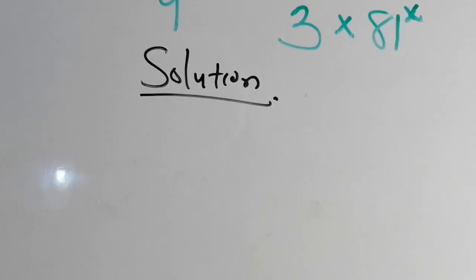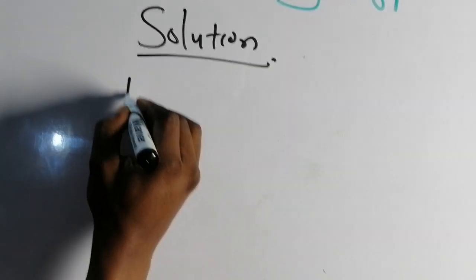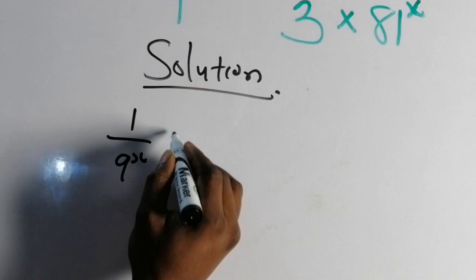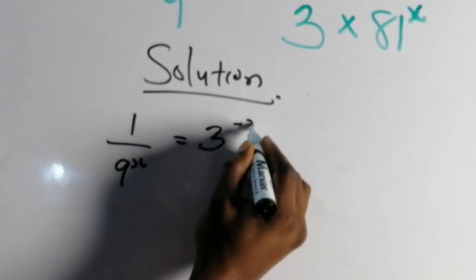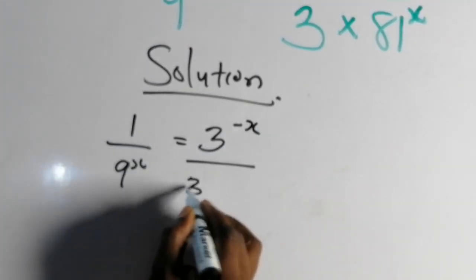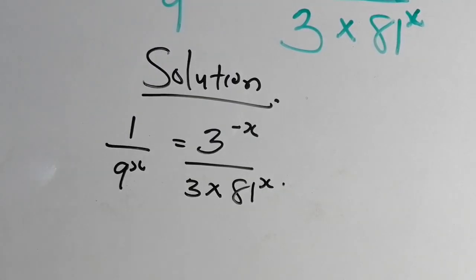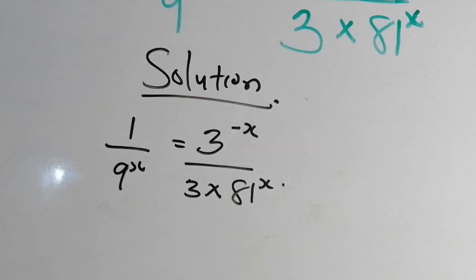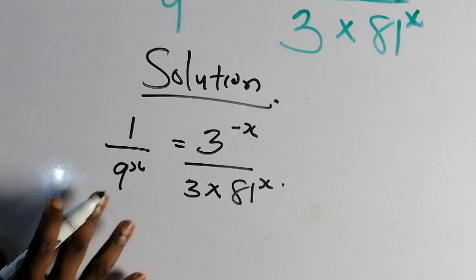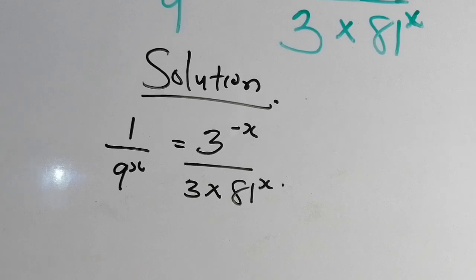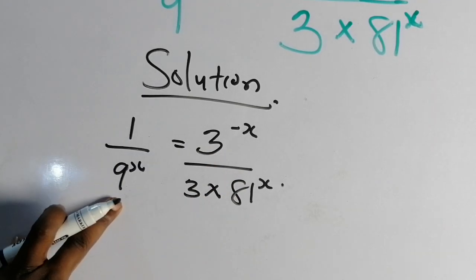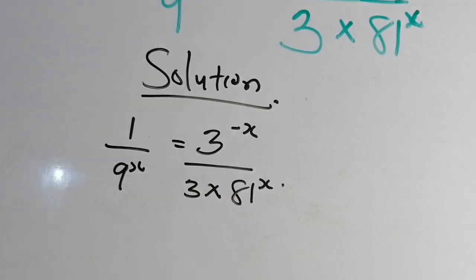Now, here we have 1 over 9 raised to power x equals 3 minus x over 3 times 81 raised to power x. Okay, it's very, very simple. So this is 3, this is 3. You find a way to convert all the other ones to also base 3. This one is in base 9, you can convert it to base 3. This one is in base 81, you can convert it to base 3.